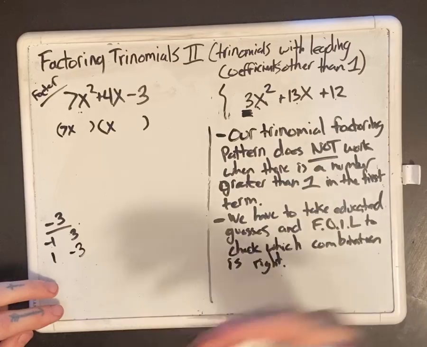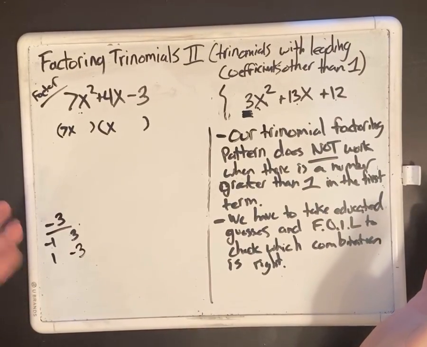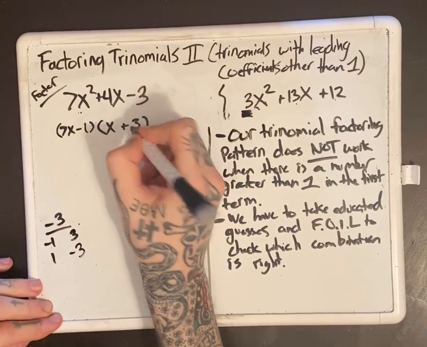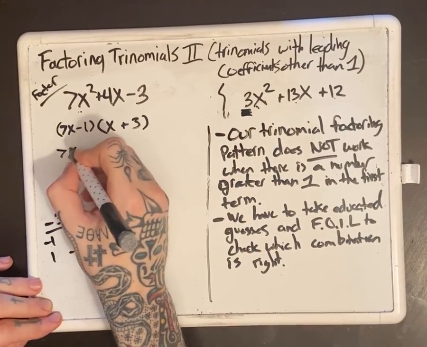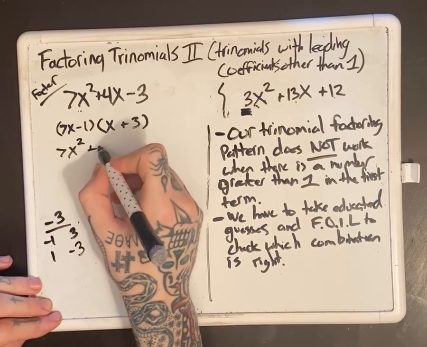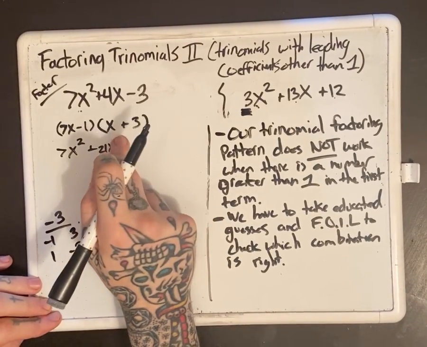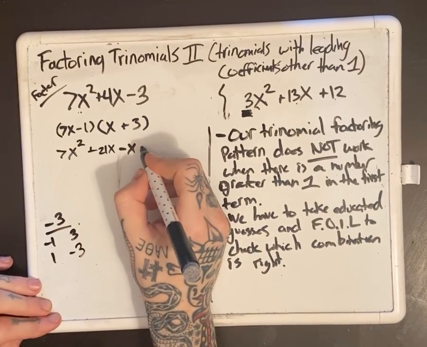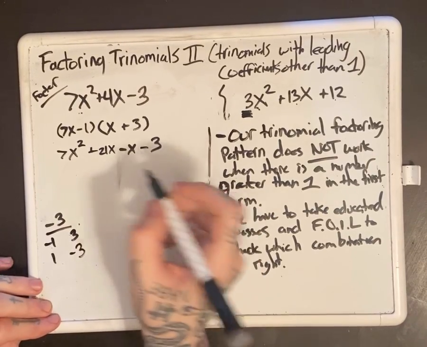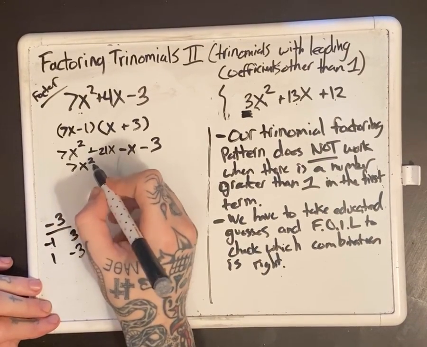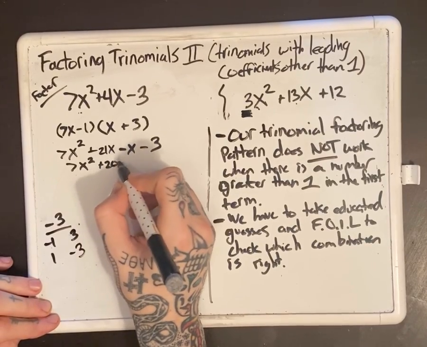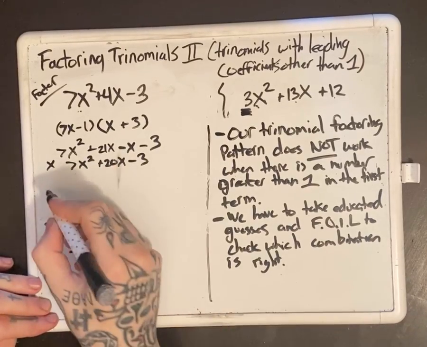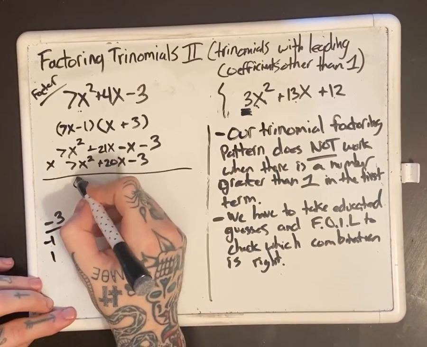Okay, so we only have two combinations to check. So it's much easier than the last one because there were 6 combinations to check in the last one. So let's test this one out. We're going to get 7x squared plus 21x minus x. So you can already see this one's not the one, but let's just do it all the way to figure it out. Just to be sure, I mean, 7x squared plus 20x minus 3. Okay, so that's not it. So it must be the other one, but let's just see to make sure.